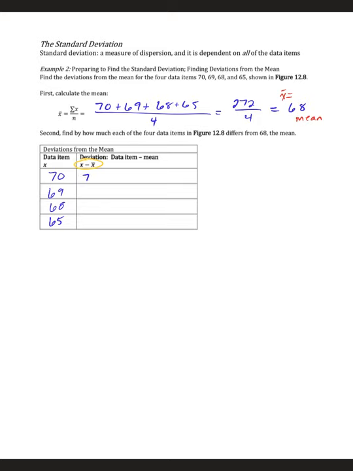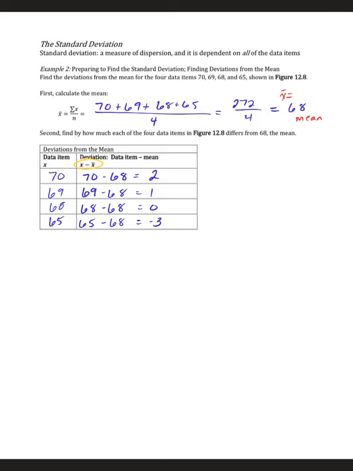So for the first one, the data item is 70, and we subtract the mean, and we get a value of 2. The next one, the data item is 69. We subtract the mean, we get 1. The next one, we have a data value of 68 minus the mean of 68, which is 0. And the last one, we take the data value of 65 minus 68. This is going to give us a negative 3.